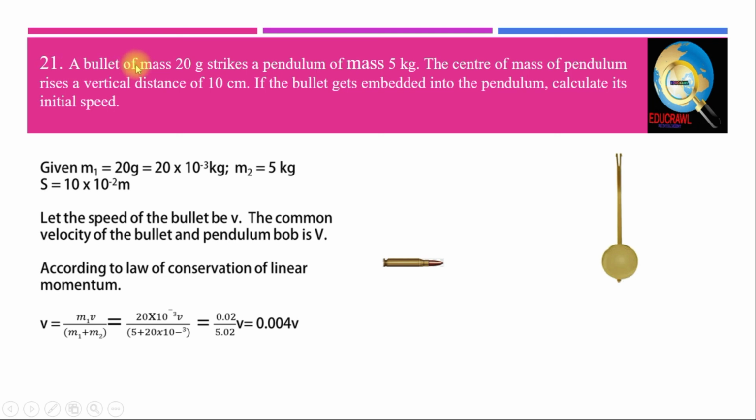First problem: a bullet of mass 20 grams strikes a pendulum of mass 5 kg. The center of mass of the pendulum rises a vertical distance of 10 cm. If the bullet gets embedded into the pendulum, calculate its initial speed. In the animation, you can see how the bullet is embedded in the pendulum.